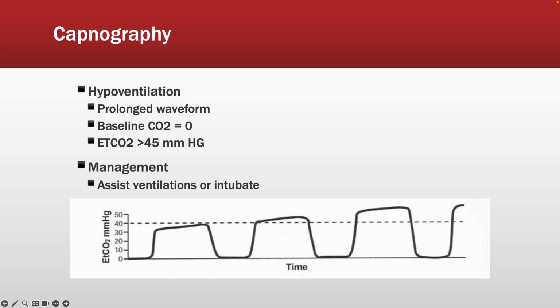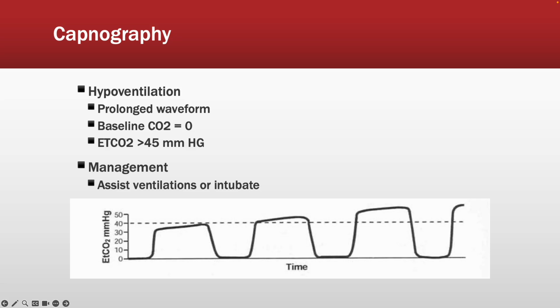When we're looking at hypoventilation, we'll have a prolonged waveform. Their baseline CO2 is going to be 0, but as their respirations slow down, again, they're not eliminating enough CO2, so it starts to build up, and you can see and watch that trend in real time on the monitor itself. You'll start to see those CO2 levels rise.